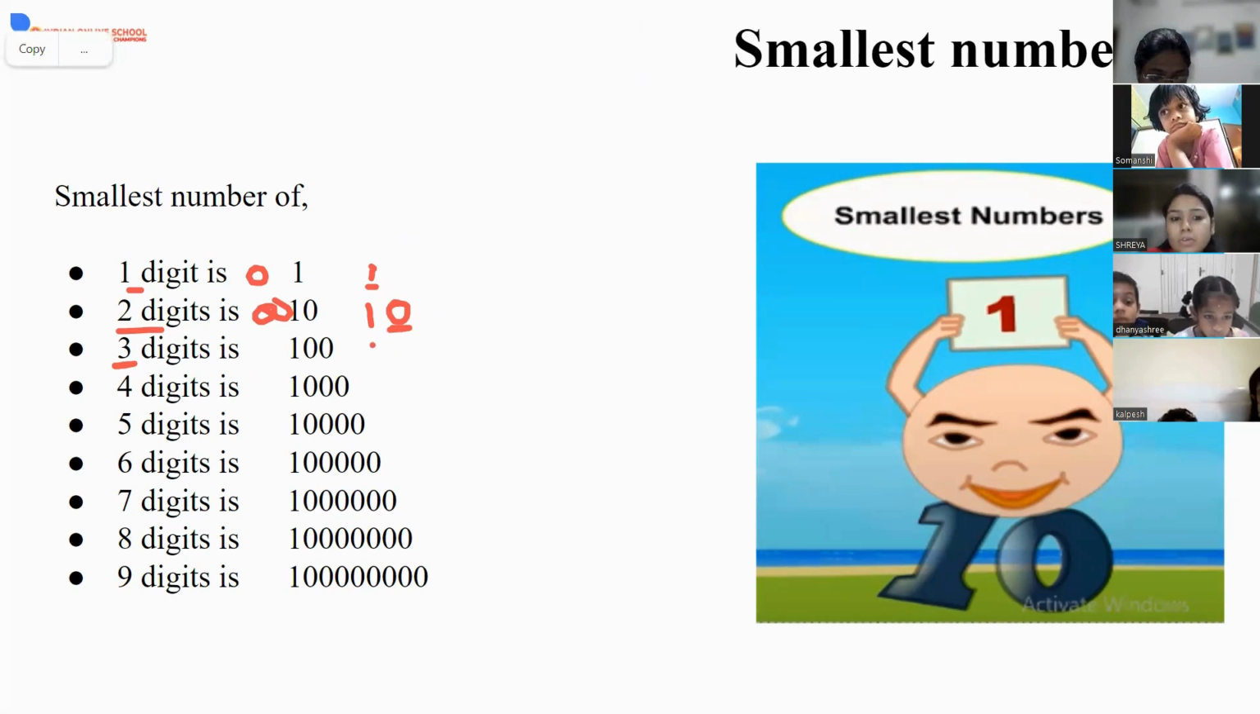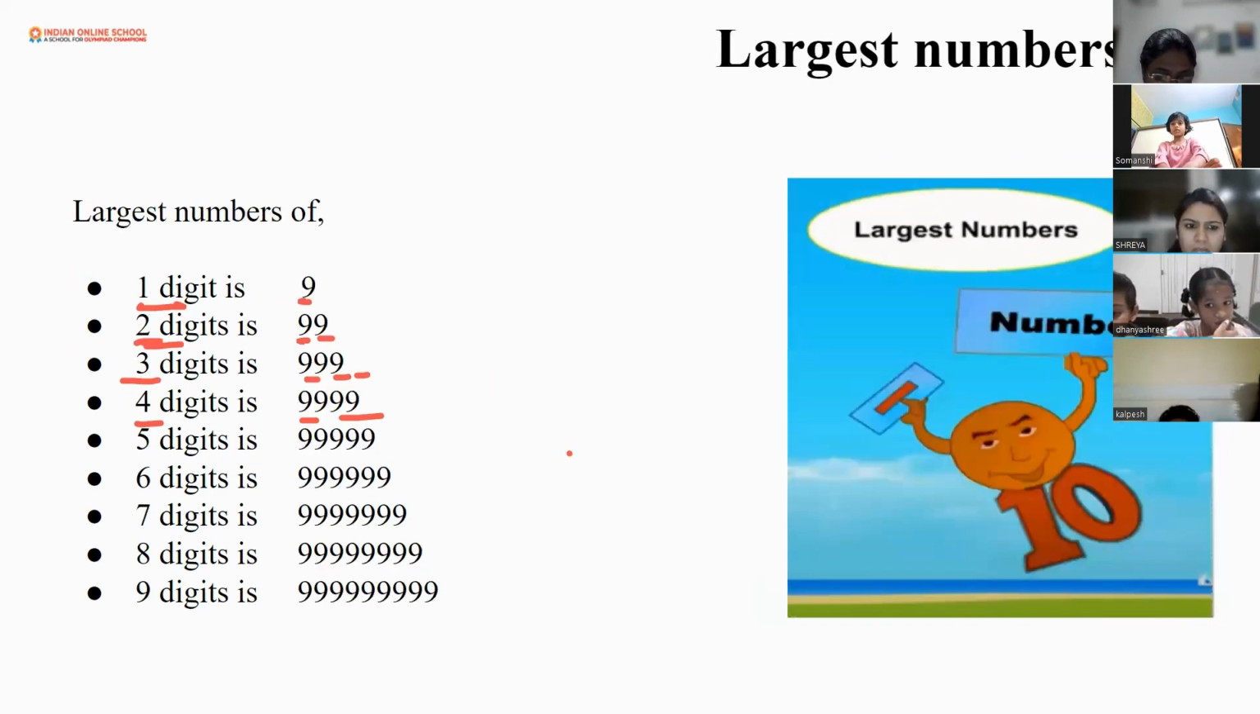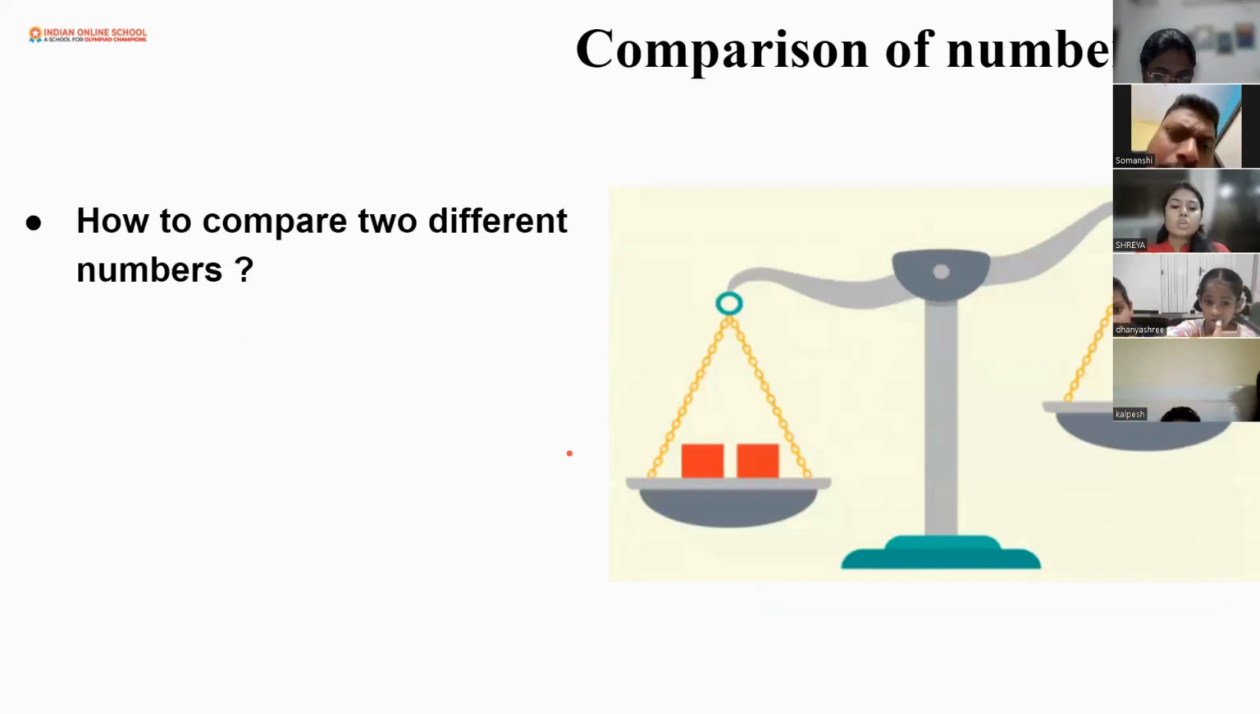For three digit number, you use 1, 0, 0. Two more digits are needed, so you fill this gap with two zeros. Four digit: 1, and to make it four digits, you use three more zeros. Understood? So do you understand the pattern, all of you? Sumanshi, Kalpesh, do you understand the pattern? Yes. Very good.